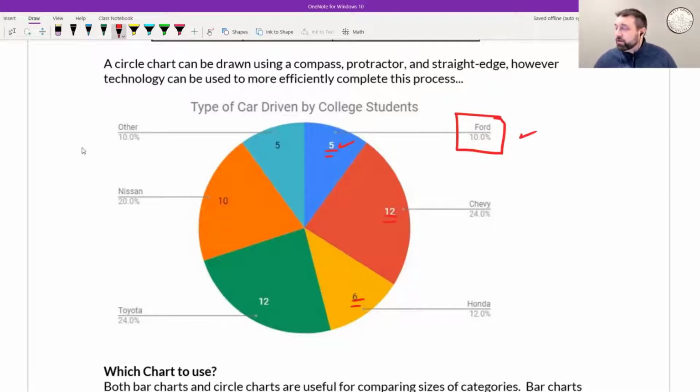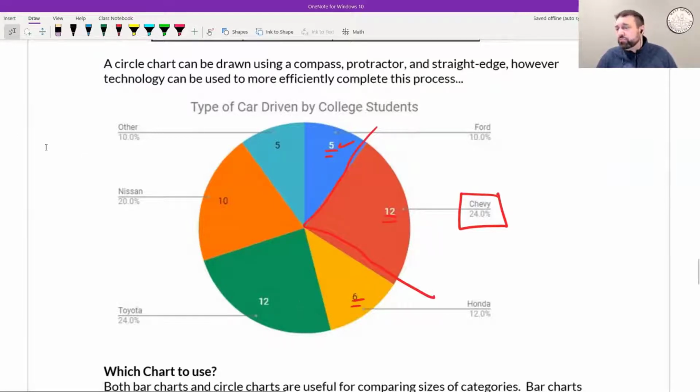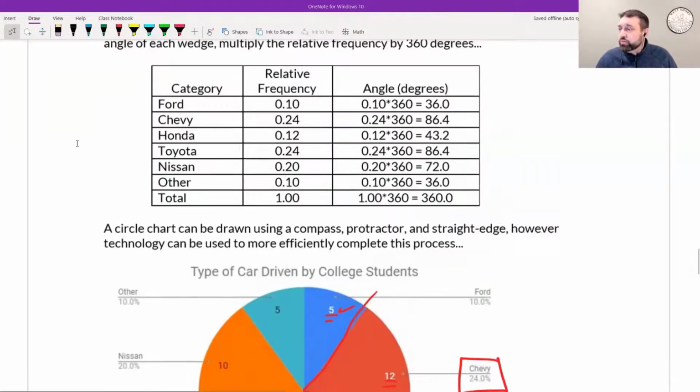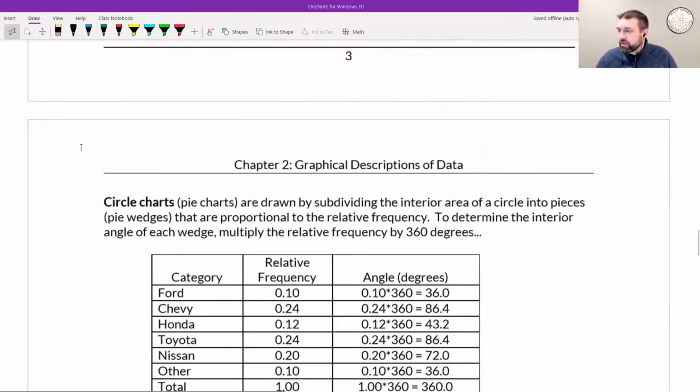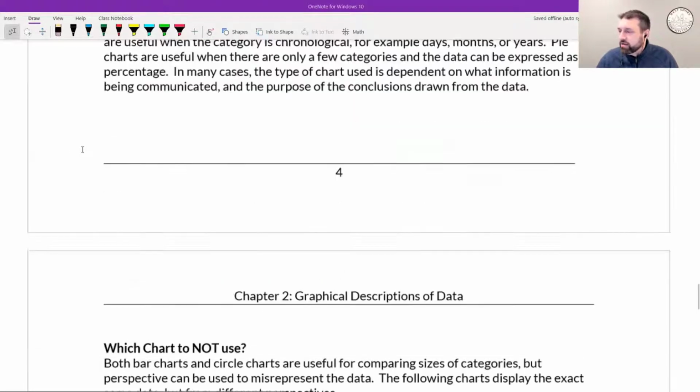So you can see the number of Chevys here. It's about 1/4 of the circle. Like this is 1/4 of that pie wedge. And so this really starts to create a feeling for how each category compares to the whole. Okay, so these are the two types of graphs that we really like to use with qualitative data. We like the Pareto chart or a bar chart, and then we also like the circle graph, okay?